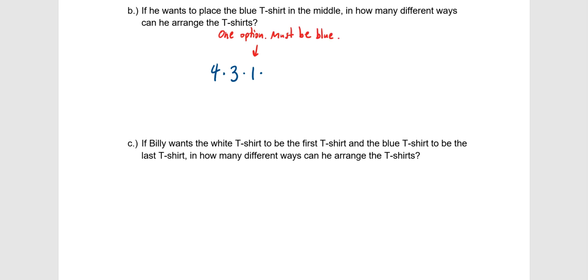And then for the fourth one, we pick back up where we just left off. Now there's only 2 more colors left. And then for the last one, there's only 1 color left. Okay, so it's like we were doing the same thing we've been doing, but we skip the middle one because it had to be blue. And now we multiply these together. 4 times 3 times 1 times 2 times 1 is going to give us 24 different ways, with blue having to be in the middle.